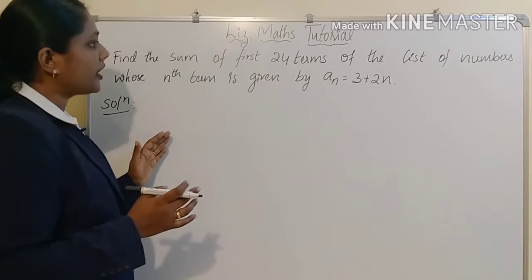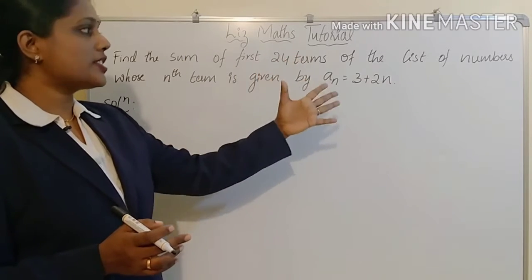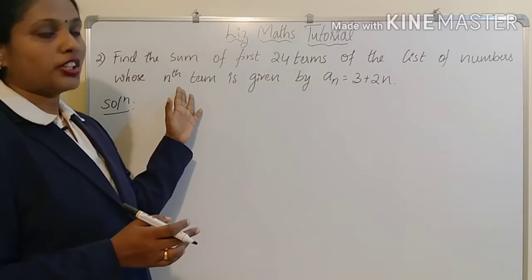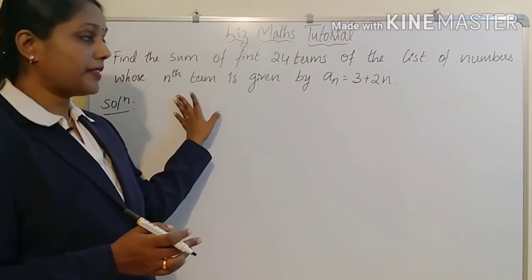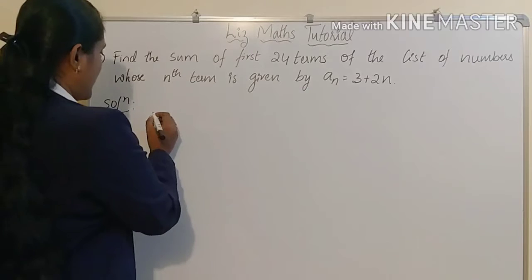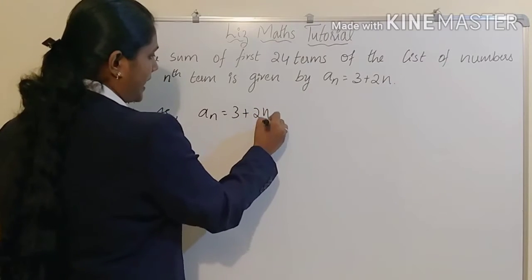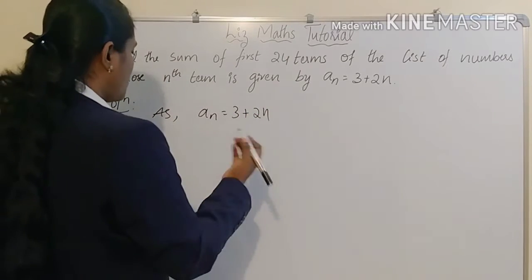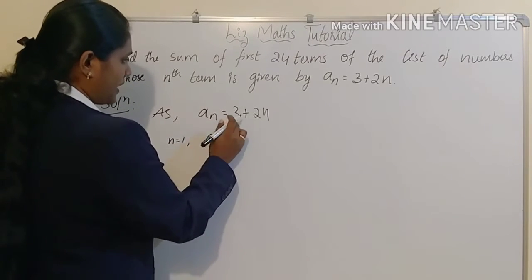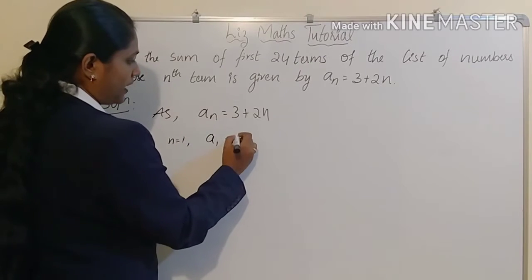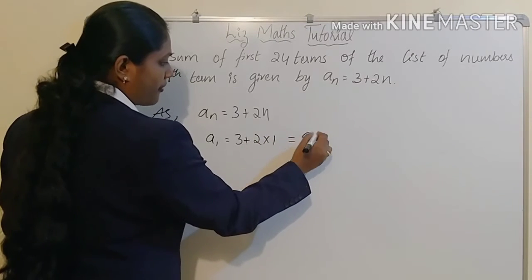Before that, what is given? You have to find the sum of 24 terms of the list of numbers whose nth term is given as an = 3 + 2n. So what happens when n is equal to 1? a1 is equal to, substituting n = 1, 3 plus 2 into 1, that gives you 3 plus 2, 5, isn't it?